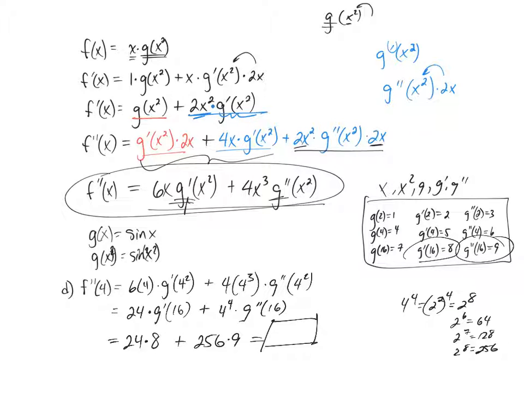And I have a calculator here, so I'll find it for you. 24 times 8 plus 256 times 9 is 2496. So there you go. Hopefully that helps out.